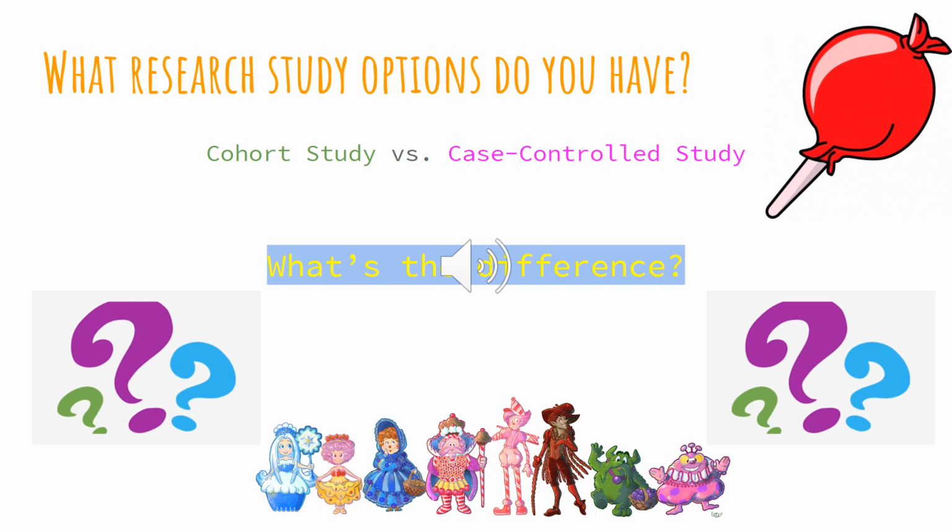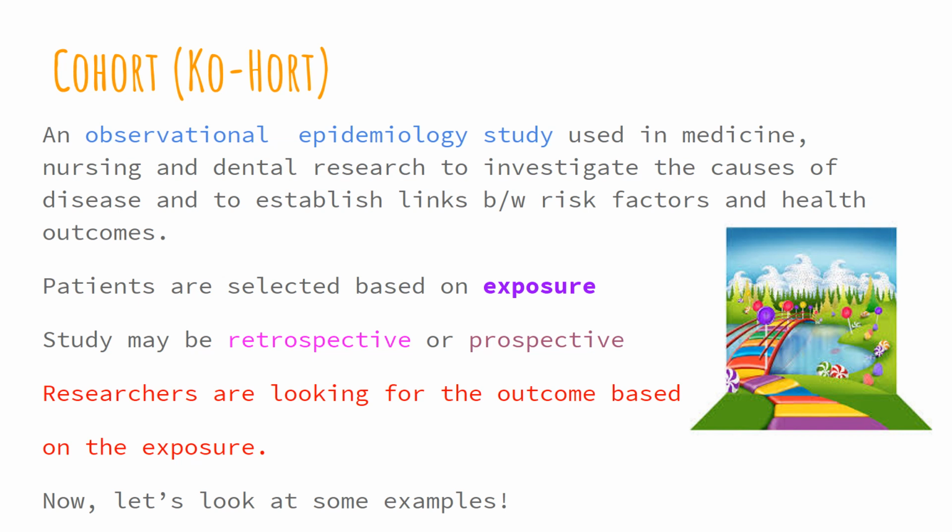What's the difference? A cohort study is an observational epidemiologic study used in medicine, nursing, and dental research to investigate the causes of disease and to establish links between risk factors and health outcomes. Patients are selected based on exposure. The study may be either retrospective or prospective. The researchers are looking for the outcome based on the exposure.